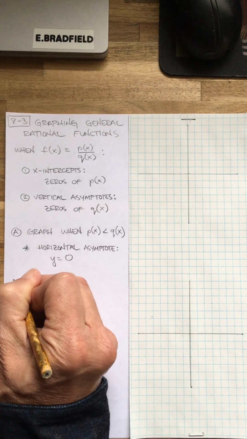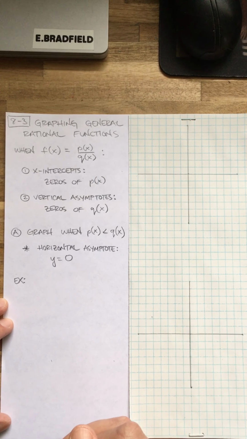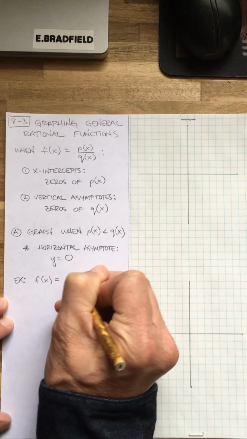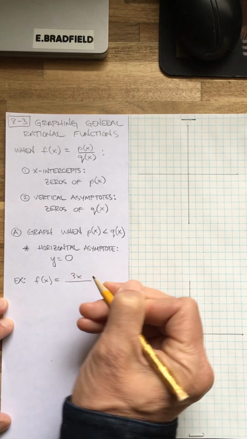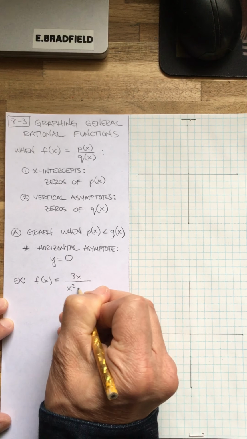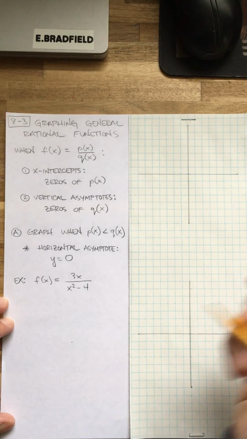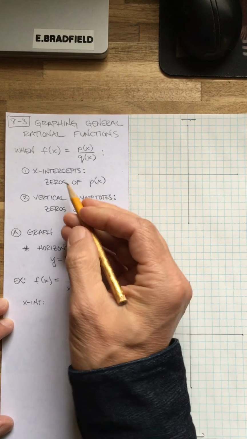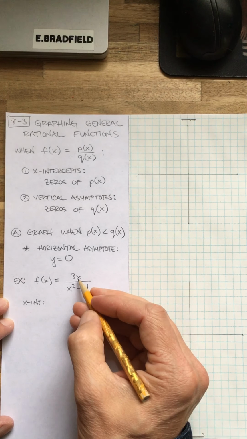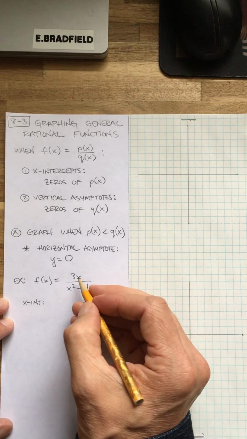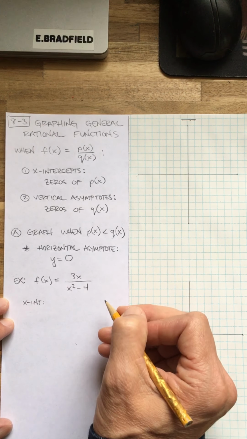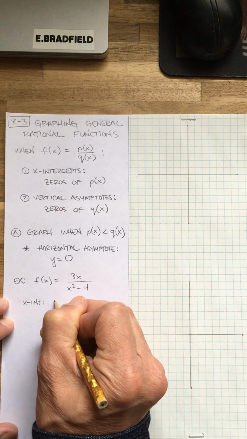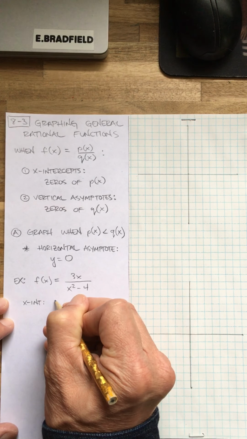Here we go. We have f of x equals 3x over x squared minus 4. First thing we need to do is the x-intercepts, and that is the zeros of P of x. So 3x, set it equal to 0. So 3x equals 0, what is x? If 3x equals 0, then x equals 0. So my x-intercept is 0.